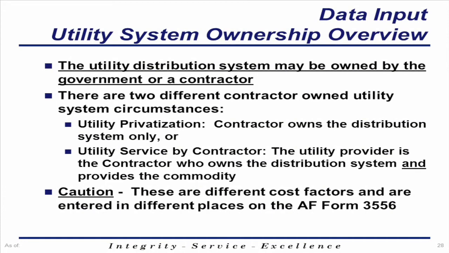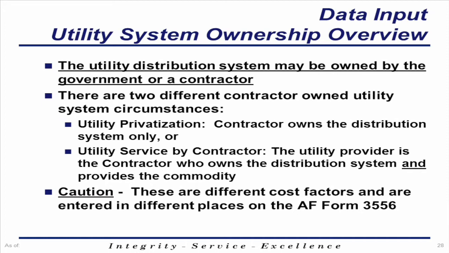We're going to talk a little bit about ownership of the utility system on the base. There are 2 types of utility privatization. Privatization is when the utility system has been sold, is no longer owned by the government, it's now owned by a private contractor. Under what we call utility privatization, a contractor owns the distribution system, and that's all he owns. Under a utility service by contractor, the contractor that owns the distribution system also provides a commodity.